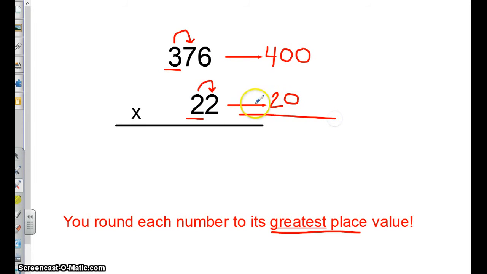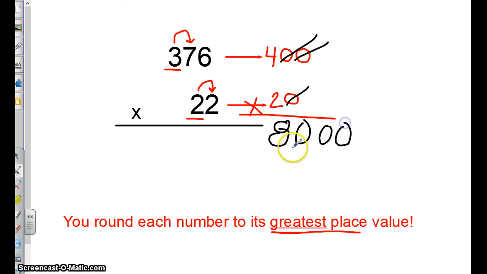Now we can quickly multiply using our zeros rule, right? We cross off our zeros, pretend they're not even there. 4 times 2 is 8. However many zeros we crossed off, that's how many we have to add back at the end. So 1, 2, 3. So 376 times 22 is about 8,000. Let's look at one more example.